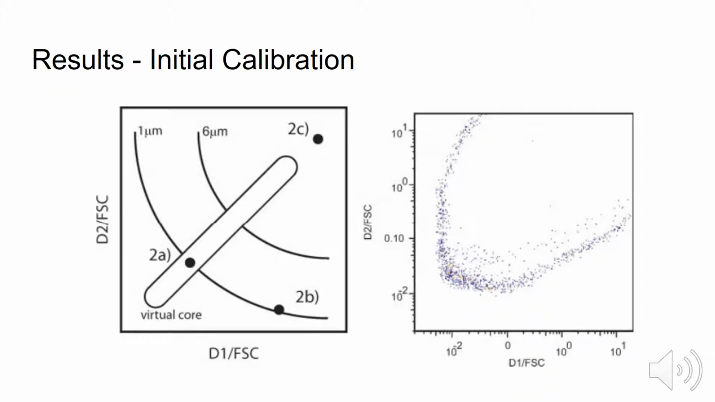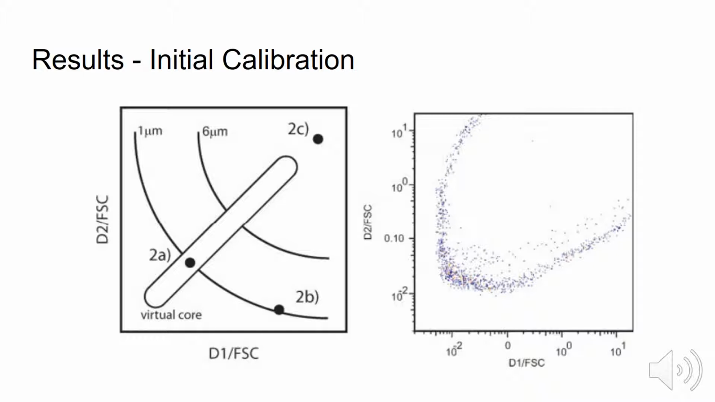First, to test whether the position-sensitive detector could sufficiently detect movements of the cells in the virtual core versus the traditional flow cytometer, 1 micron and 6 micron fluorescent beads were injected into both systems, and then the stream was moved side to side by 25 micrometers.